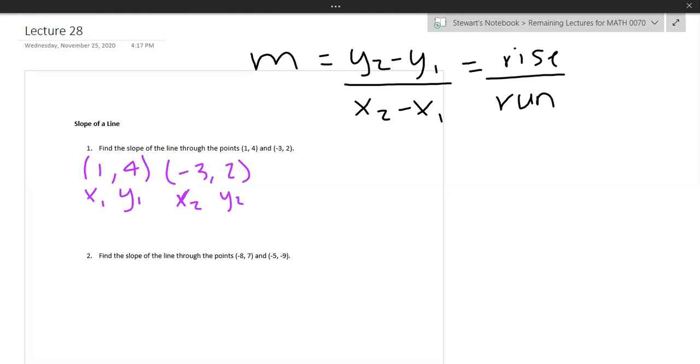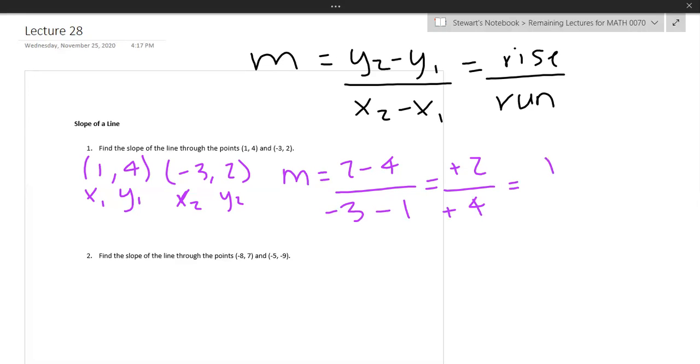So using the formula, we have m, the slope, is equal to y2 minus y1, so 2 minus 4, over x2 minus x1, which is -3 minus 1. 2 minus 4 is -2. -3 minus 1 is -4. These negatives cancel each other out, so we're left with 2/4 or 1/2. So the slope of said line is 1/2.